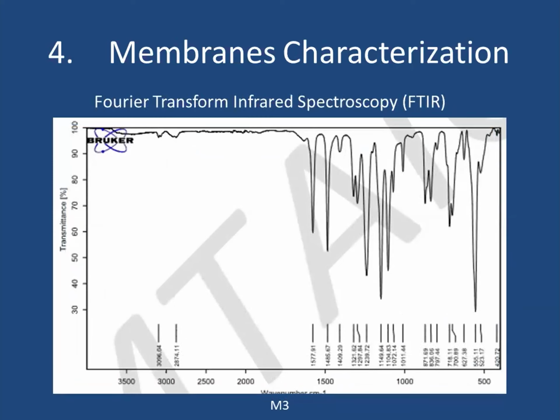Wave number. This wave number, this peak, appears in the spectra of M2 and M3 only, which proves that there is a hydroxyl group attached to the Chitosan, and that Chitosan is present.